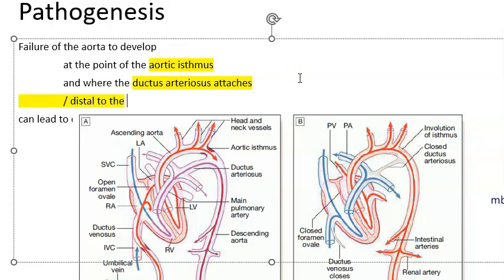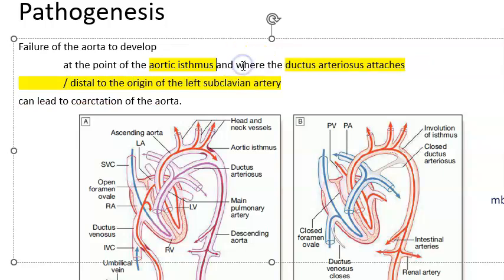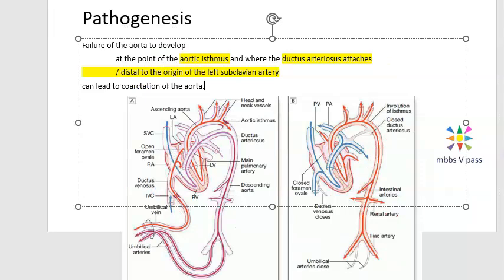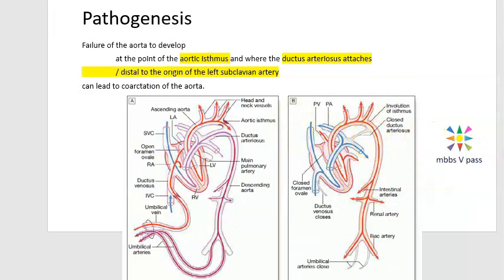Distal to the origin of the left subclavian artery. Both are sounding the same to me. Everything is the same place only they're pointing to. They're telling in multiple ways. So failure of this place to develop will lead to coarctation of aorta. Or probably there's inflammation, etc. of the vessel, as in Takayasu. Next, let's move on.